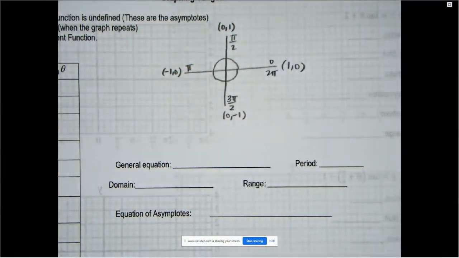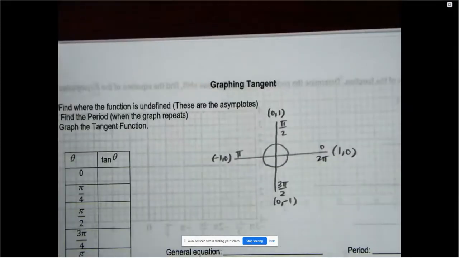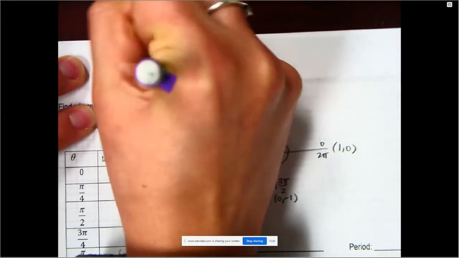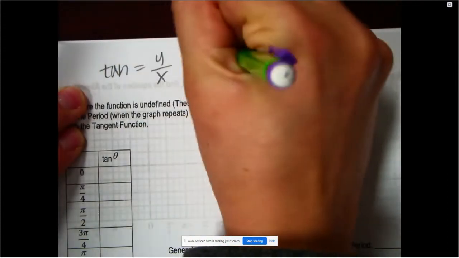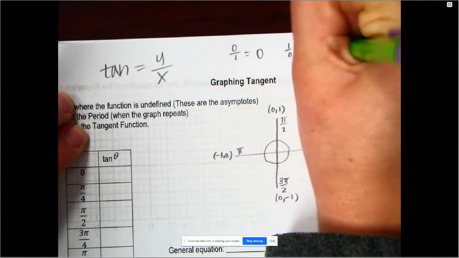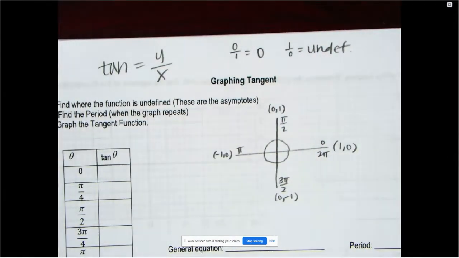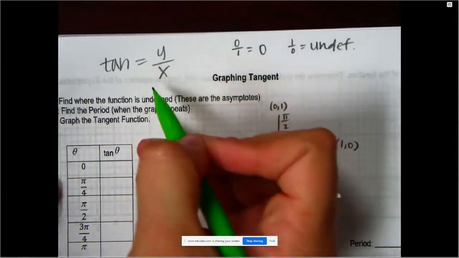For sine, we use the y value. Cosine, we use the x value, but now we're at tangent. Where's tangent? Well, remember, tangent is y divided by x. So all up around here, we're going to be doing 1 divided by 0 or 0 divided by 1. Remember, 0 on top is 0. 0 on bottom is undefined. So let's go through here and do our y divided by x.